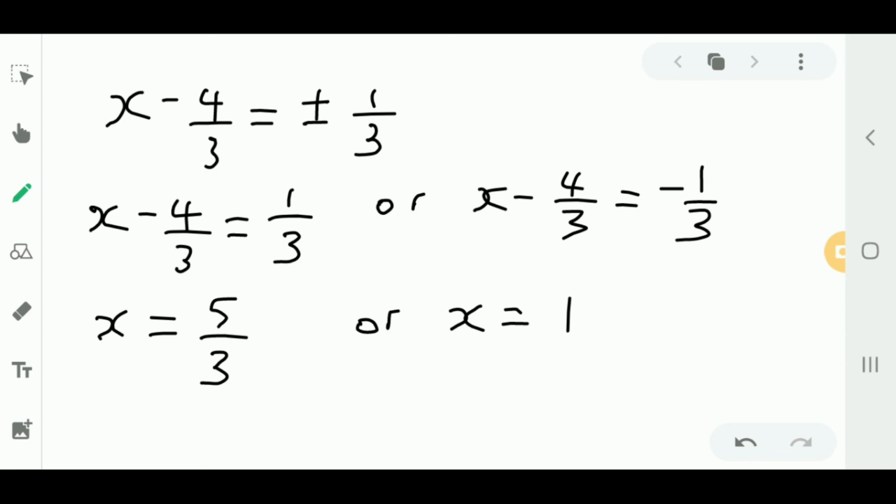And that's how you solve quadratic equations using completing the square, or you put it in the form a, open bracket, x plus h all squared plus k.